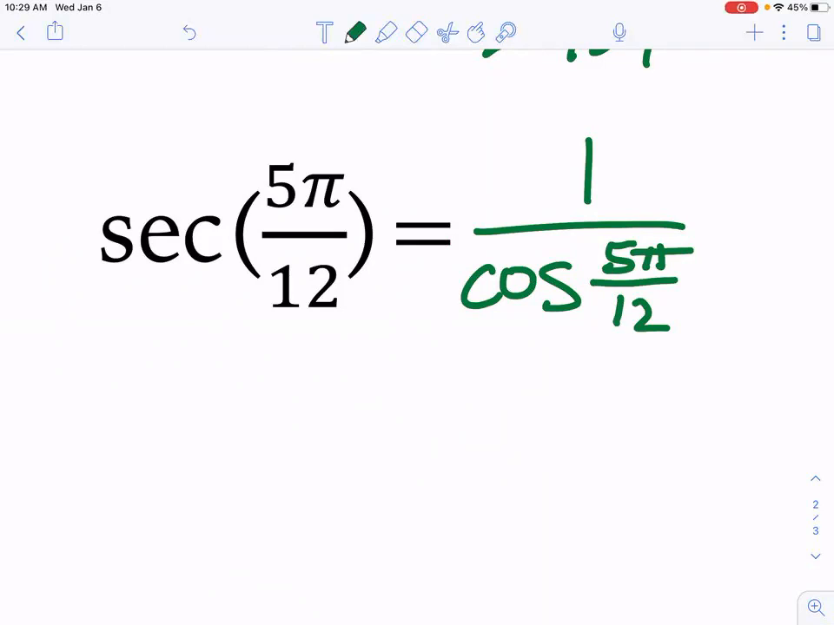How do we do that? Since we don't have a secant button, our only option is to use its reciprocal. How do we know that that's the reciprocal? Because it's an identity.